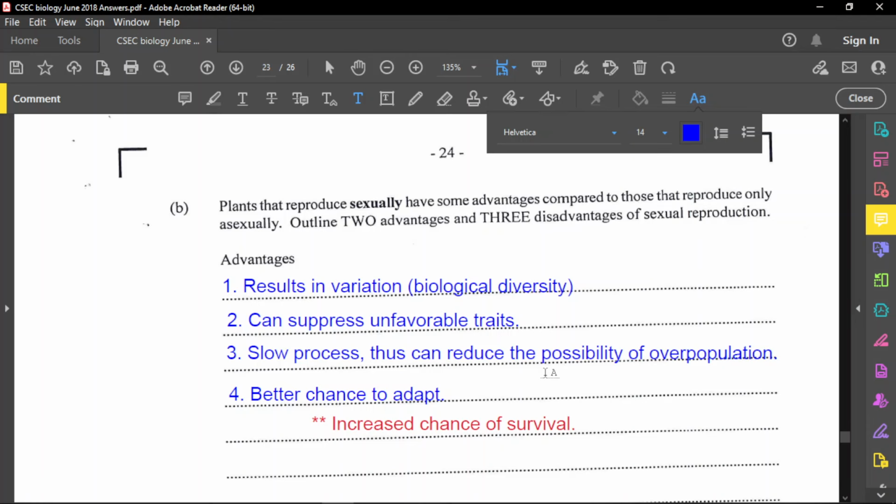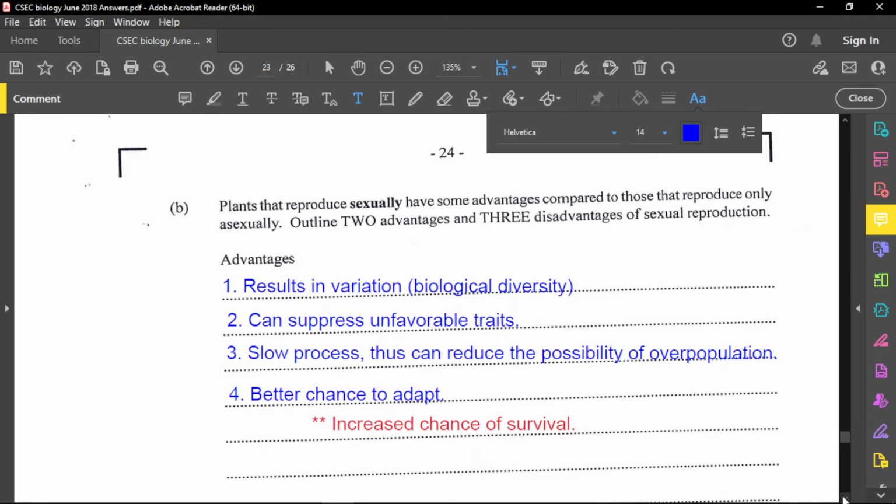A point to note: technically, you cannot get these things wrong unless you state them a certain way, because the truth is in how you state it. An advantage can also be a disadvantage depending on how you state it. Here now, a better chance to adapt. Sexual reproduction results in better adaptation, and it also ties in with the first option, which is increased variation. More variation will lead to better adaptation. So generally, sexual reproduction as an advantage can increase chance of survival because of these possible options that I listed before.